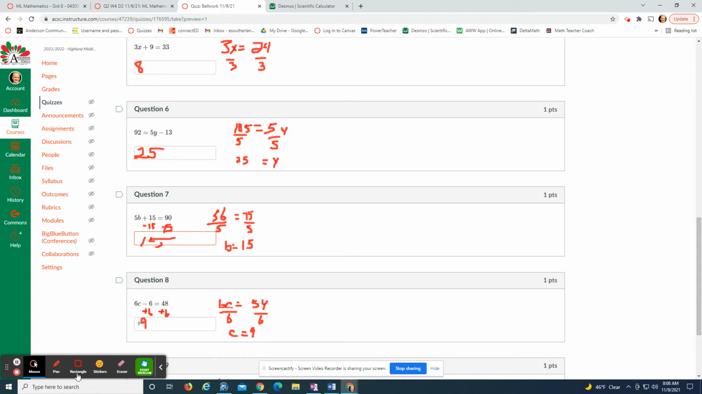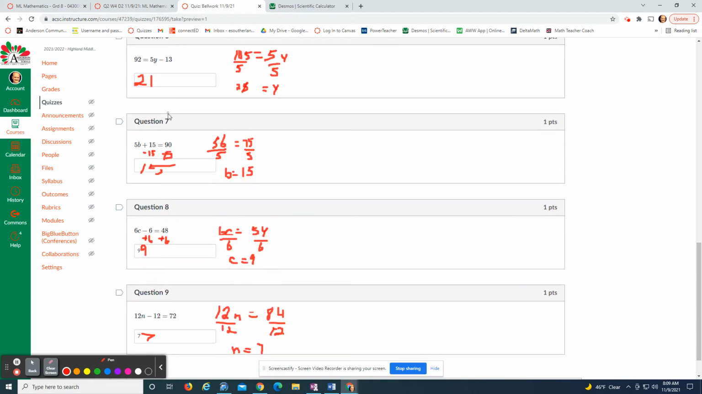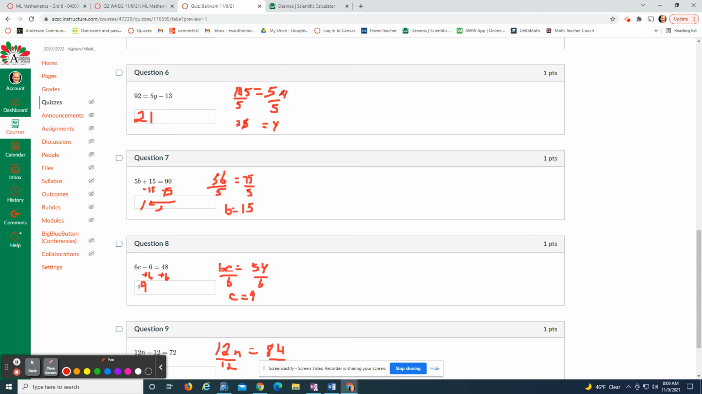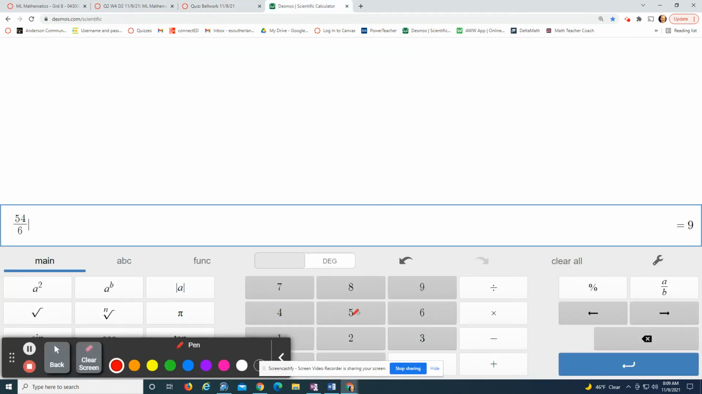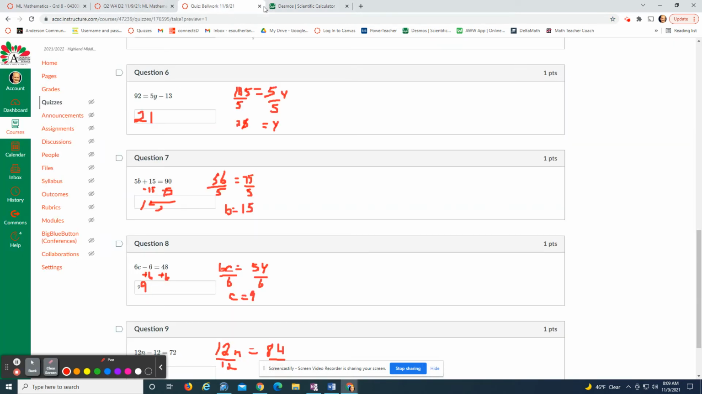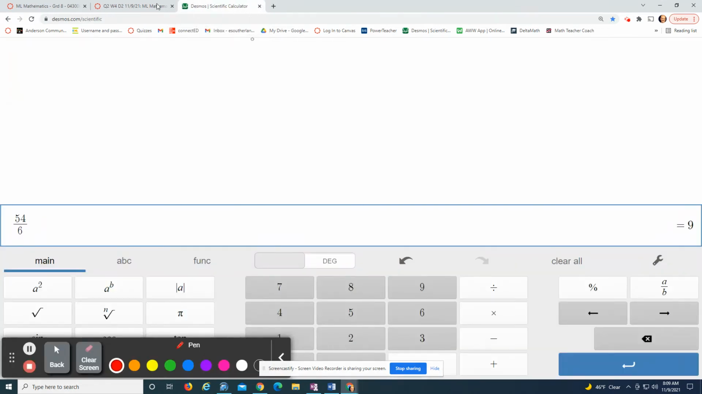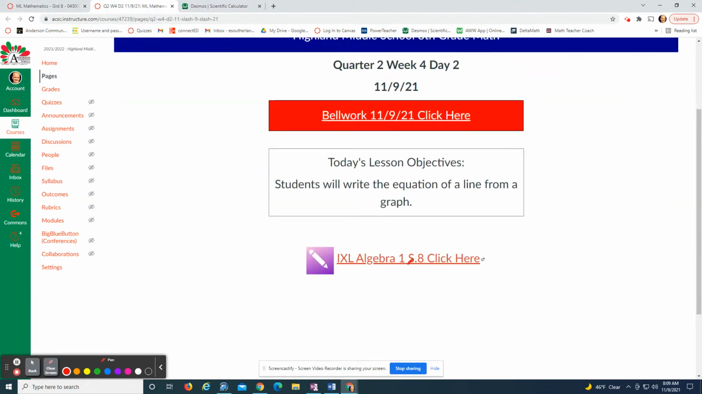It is 21. I did get that wrong. I'll go back through and give everybody the point for it, though. So number 6 is 21. That's why we should use a calculator. 105 divided by 5 is 21. So once you're done there, go ahead and click submit. Hopefully you've done that.